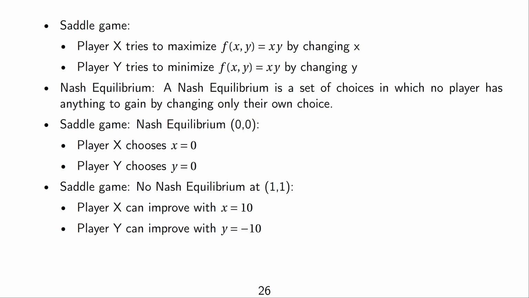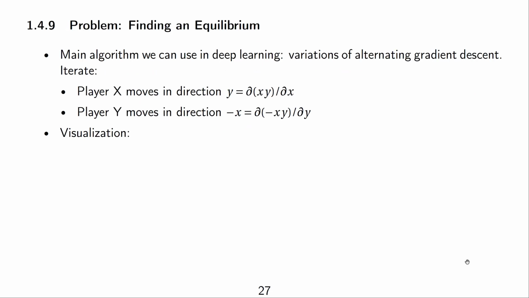So on this slide, we just see written down what we discussed before. And now let's ask the question, how can we find such an equilibrium? So the main algorithm we use in the context of deep learning are variations of alternating gradient descent. So we first ask player X, we are at one particular point in this game, where do you want to move? And player X would compute the gradient of his own objective function with respect to the variable the player X can control.